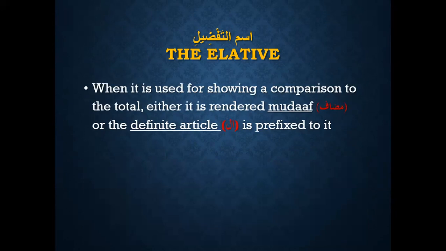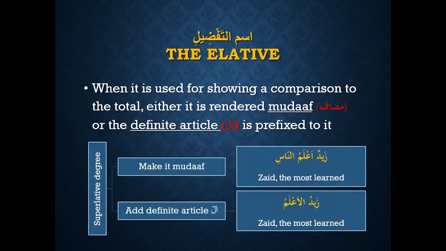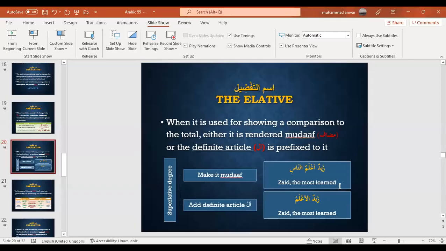You can also use, rather than min, you can also use mudaf or al. If you just add al to it, that is superlative degree as well. So you say Zaidun a'lamun nas with mudaf ilayh construction. So Zaid is the most learned of people. And Zaydun al-a'lamu, Zayd the most learned.